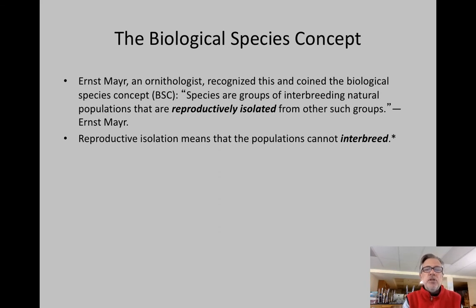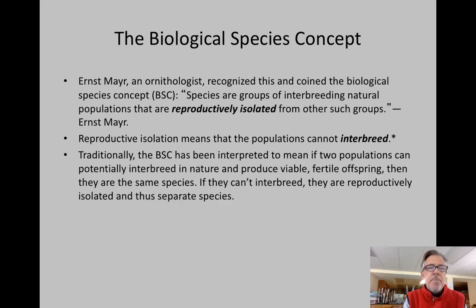Reproductive isolation, remember, means that the populations cannot interbreed. They cannot mate with each other. Now, traditionally, the biological species concept has been interpreted to mean that if two populations can potentially interbreed in nature and produce viable, fertile offspring, then they are the same species. If they can't interbreed, they are reproductively isolated and thus separate species.